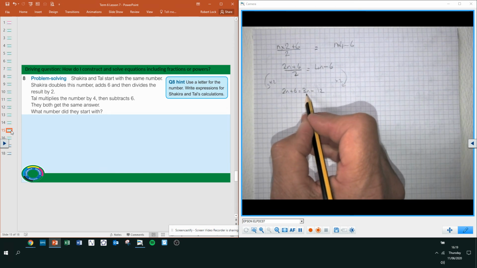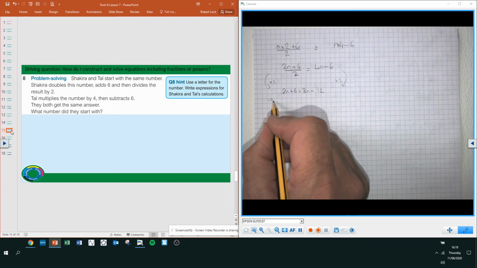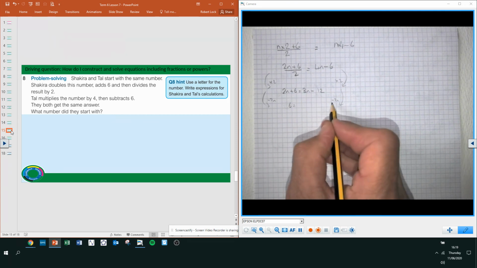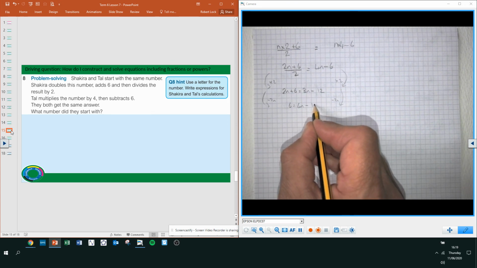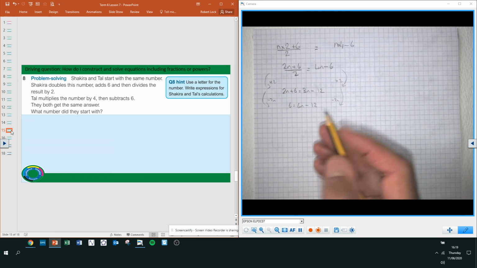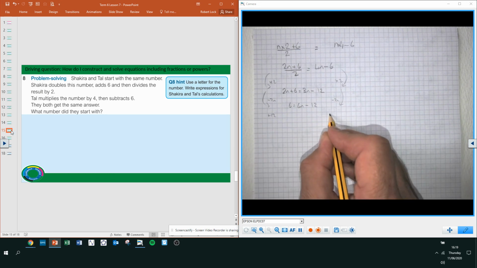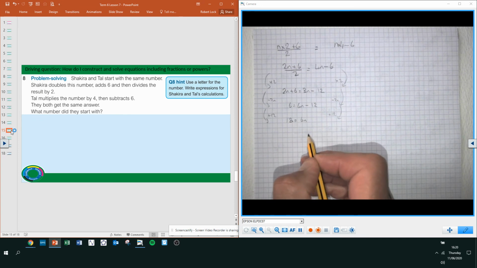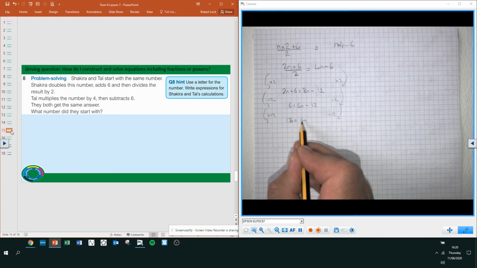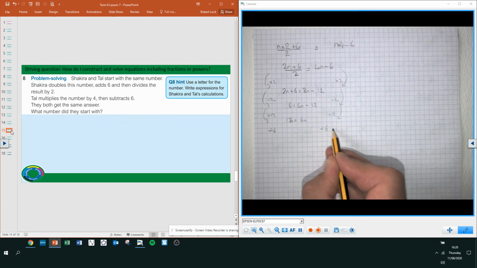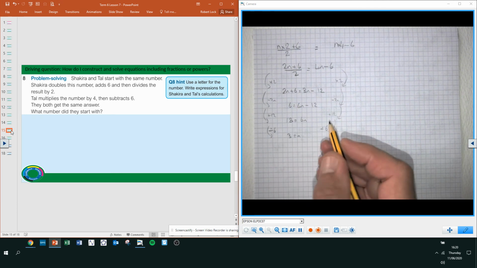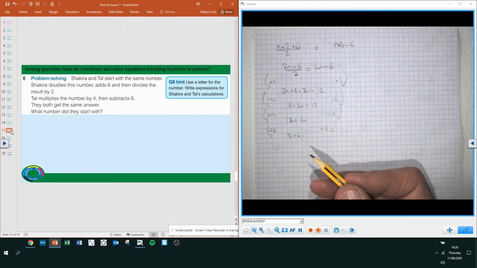Most of the n's are on this side, so take that away from there. So minus 2n on both sides. 6 equals 8n take away 2n is 6n minus 12. Get rid of the minus 12, we add 12 to both sides. So 6 plus 12 is 18 equals 6n. To find what n is, we divide both sides by 6. 18 divided by 6 is 3 equals n. So the number they started off with was 3.